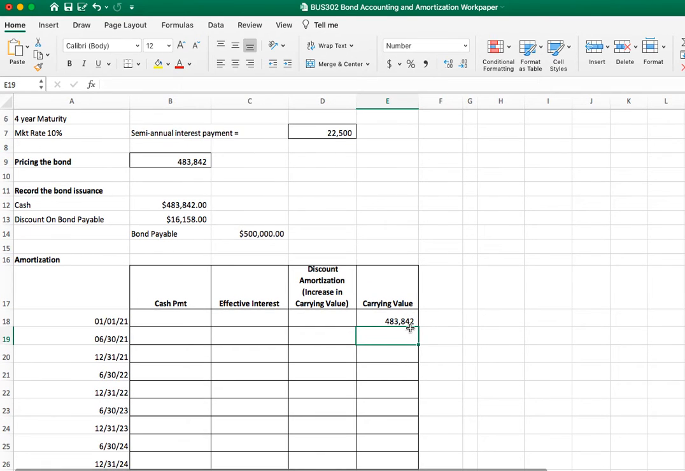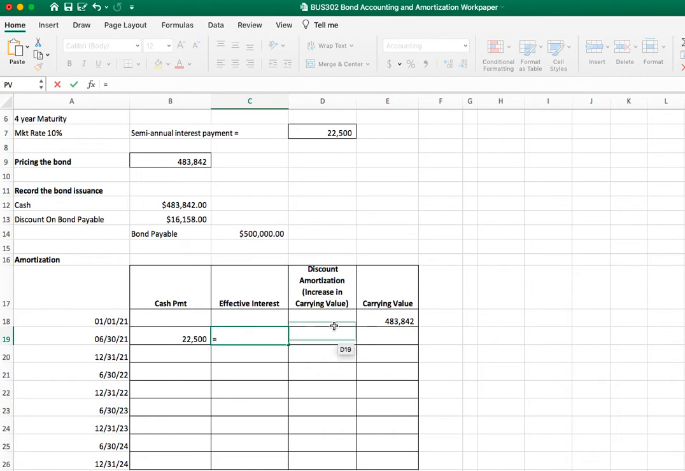So we have an initial carrying value of $483,842. The first interest payment is made on June 30th of 2021. The interest payment is the same amount every 6 months, $22,500. That is what they are contracted to pay out, 9% annually, 4.5% every 6 months. The effective interest expense that will be reported is going to be the carrying value multiplied by the effective semi-annual rate of interest. It is the same semi-annual rate we use to price the bond.